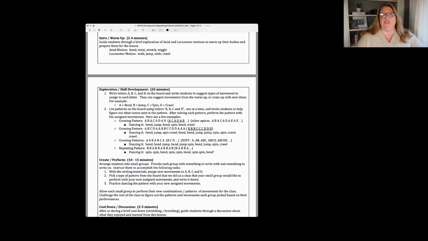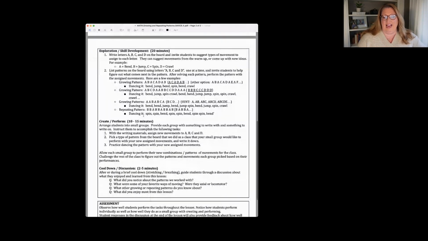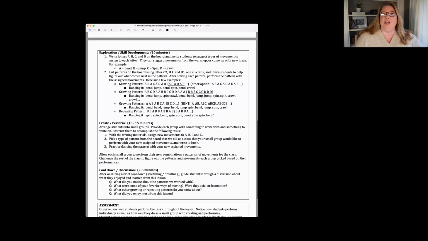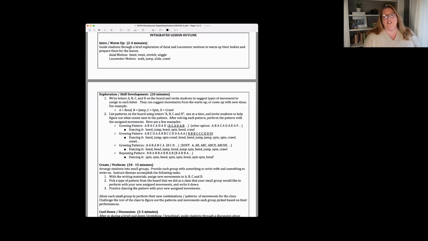Those are clues for us that intro and warm up is going to be math and dance. Exploration and skill development, this is going to be math and dance, right? So create and perform, this is going to be a lot of dance here, but cool down and discussion, we're working really math and dance. So you can kind of see where those natural transitions are going to be. I really enjoyed that kind of focus so that you could have some clues coming up.